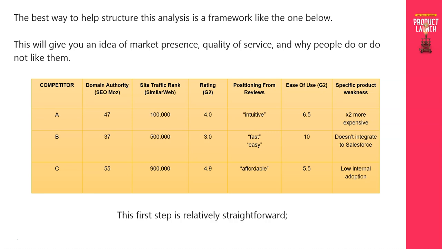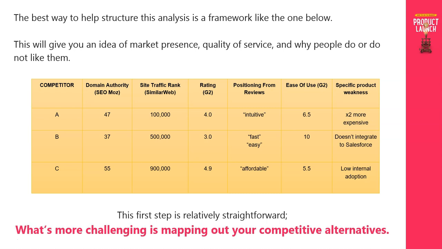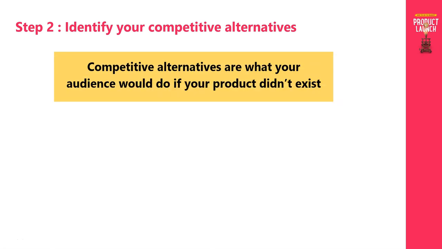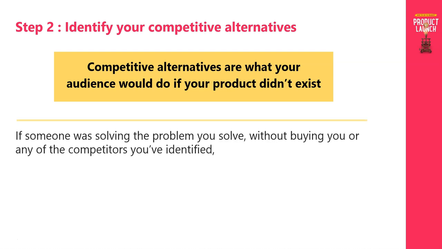The first step is relatively straightforward. What's more challenging is mapping out your competitive alternatives. Step 2. Identify your competitive alternatives. Competitive alternatives are what your audience would do if your product didn't exist. I like to think of it this way. If someone was solving the problem you solve without buying you or any of the competitors you've identified, how would they do it?